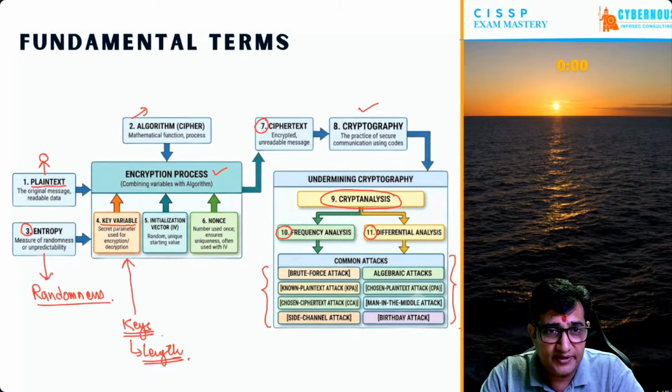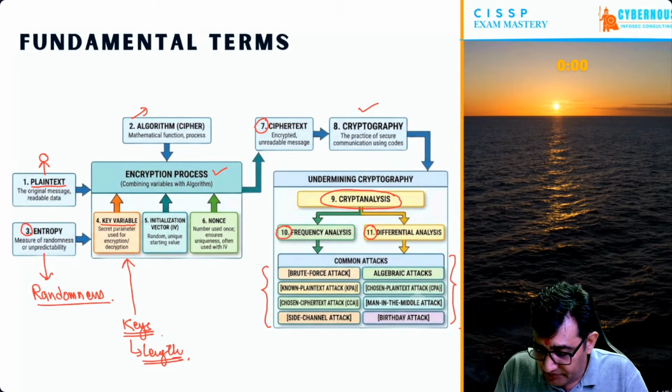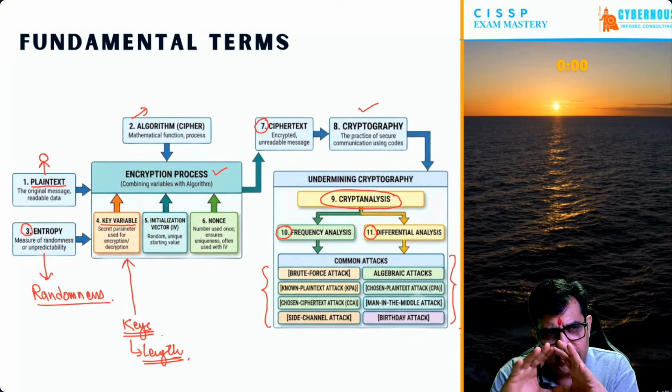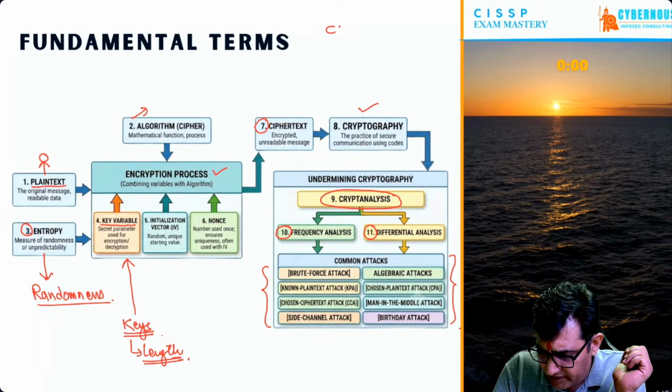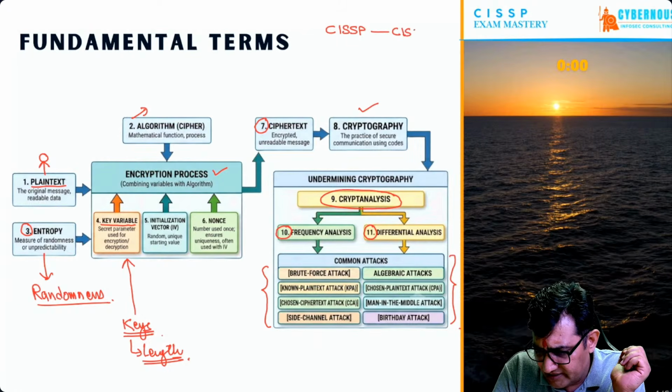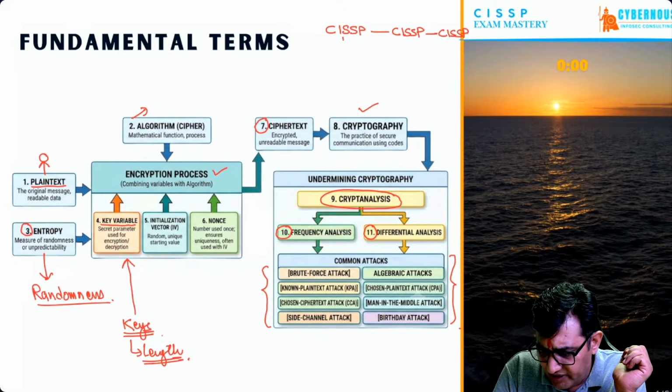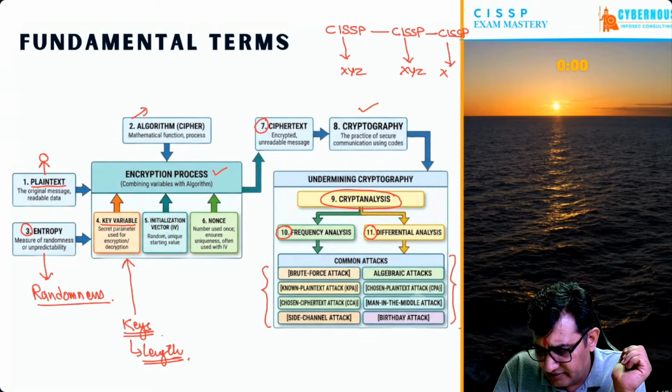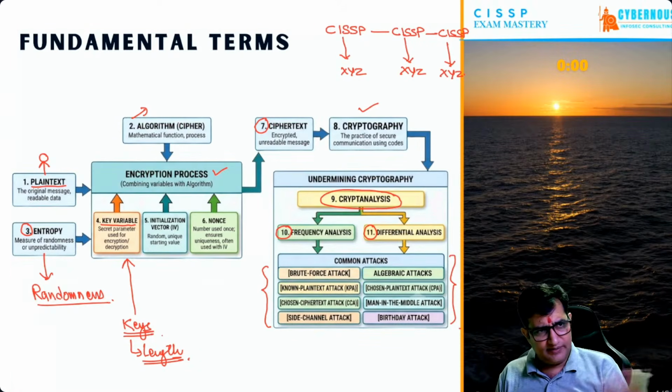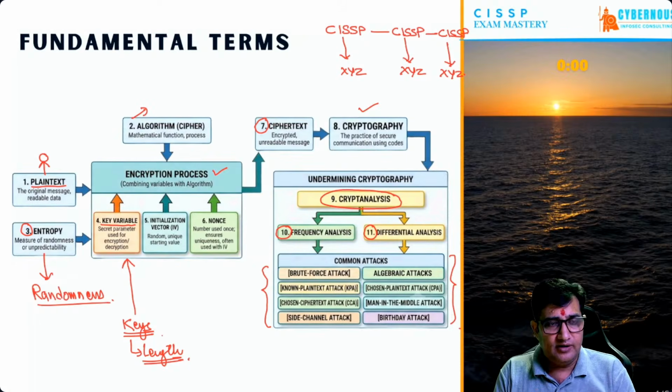Then when we go through the entire encryption mechanism, for example, you are going to encrypt CISSP, and after some time you again have CISSP, and after some time also you have CISSP. Every time, if your output gives you XYZ, don't you think that's a pattern? 100%, that's a pattern, and we want to avoid it. So to avoid it, we use two types of mechanisms.